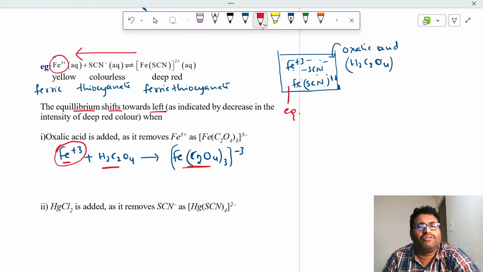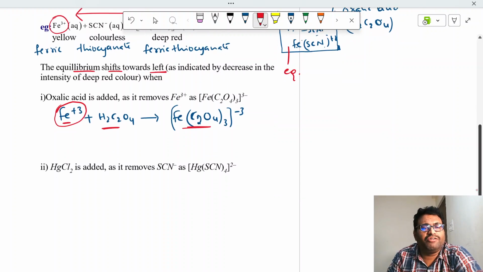So in the question, you will be asked: for this reaction at equilibrium, if you are adding oxalic acid, then the equilibrium is shifted to which direction? Left direction, or the net backward reaction occurs. The same is here. You are adding HgCl2 into this container, and it reacts with thiocyanate ion, forming HgSCN4 with a 2- charge.